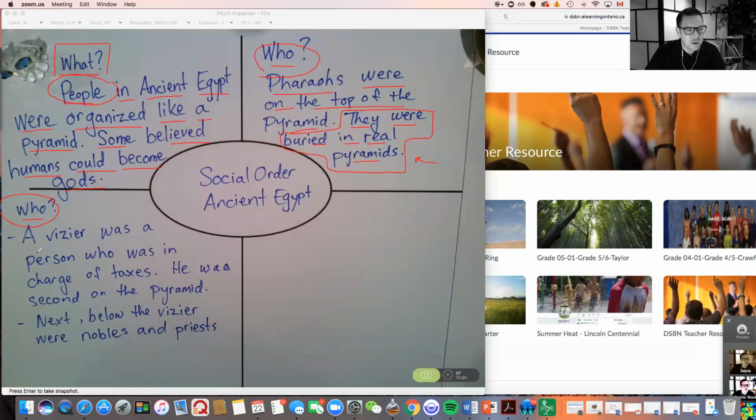All right. Next, it says this who is a vizier, was a person who was in charge of taxes. So they were in charge of collecting all the money from the other people. Okay, so they had a lot of power. They were second on the pyramid. He was second on the pyramid. And I know it was a he because women could not hold a government position back then, all right? Very different from today. And then I decided to throw in another who. Next, below the vizier, were nobles and priests.